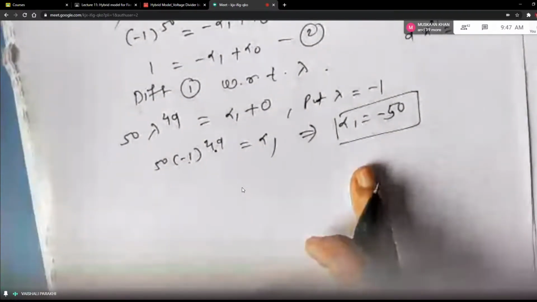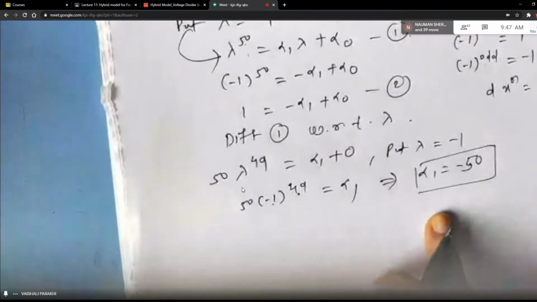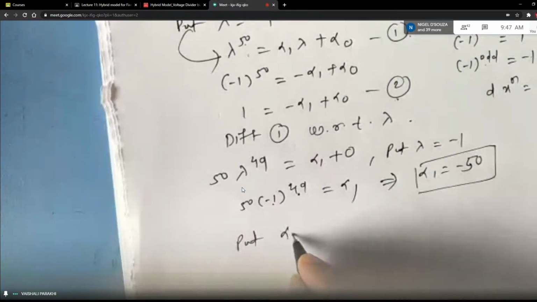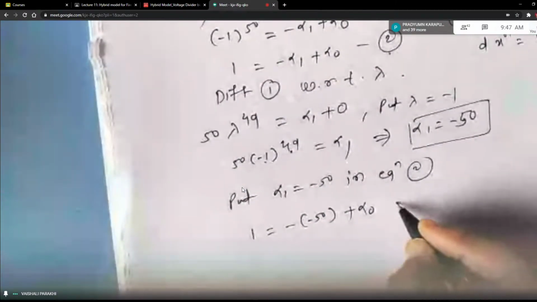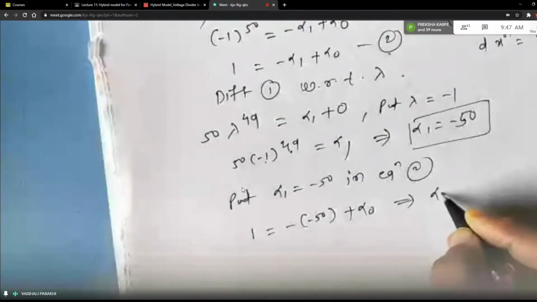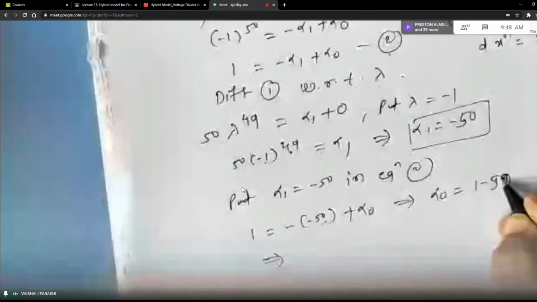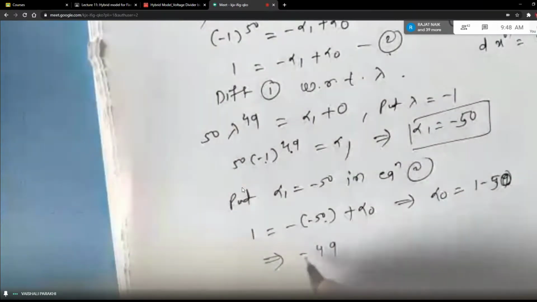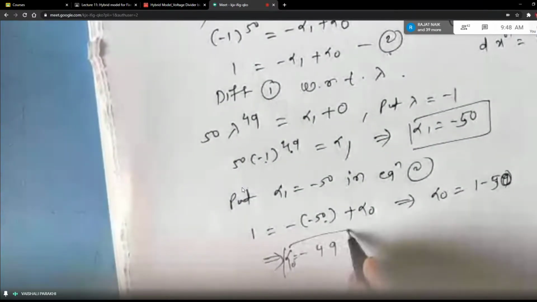to minus 50. Now this value will go in which equation, students? It will go in equation 2, right? So you have to put this value in equation 2. Okay. So it is 1 is equal to minus of minus 50 plus alpha naught. This implies alpha naught is equal to, this is positive, right? So on the other side it will be negative. Now it will become minus 49. Alpha naught is equal to minus 49.